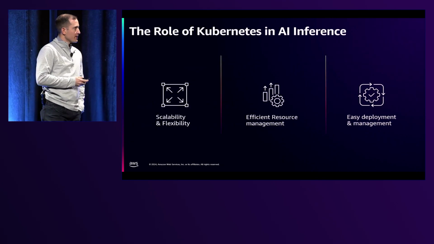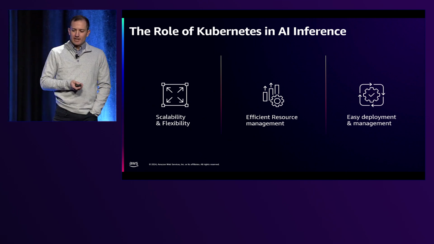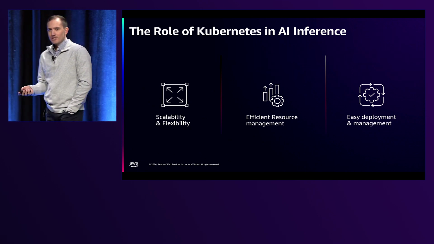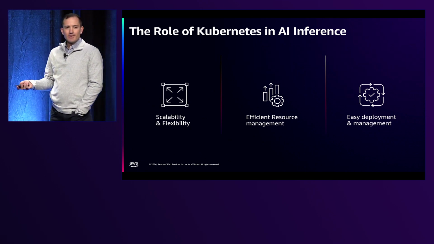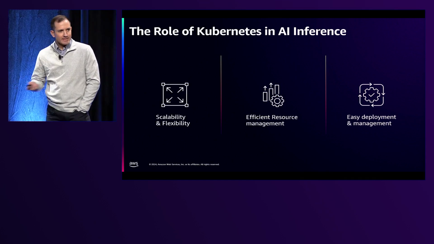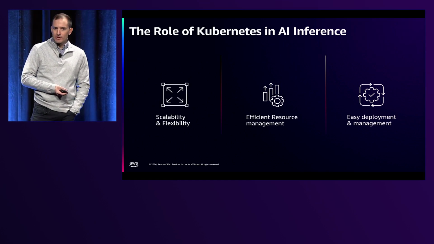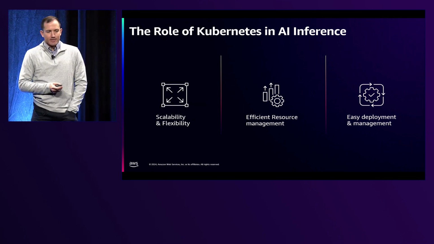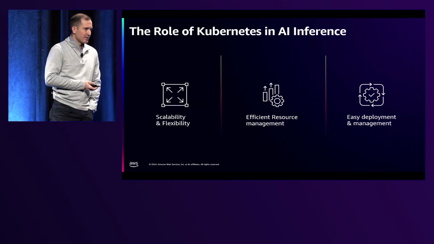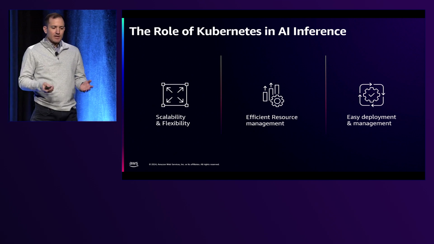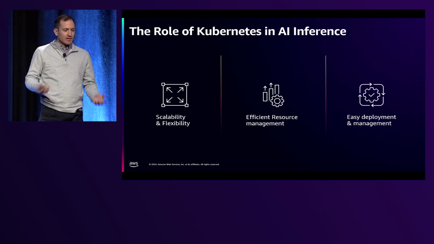Okay, so let's talk about the role of Kubernetes in AI inference. Why are we not choosing just to run things on bare metal? Well, Kubernetes does a lot of neat things that, out of the box, make it a good tool to leverage for your AI workloads. We'll start with the scalability aspect. Well, the concept of microservices is making things portable, right?